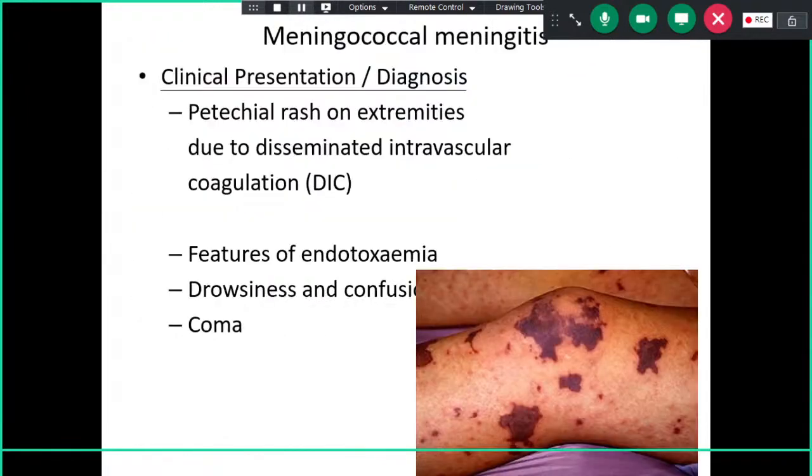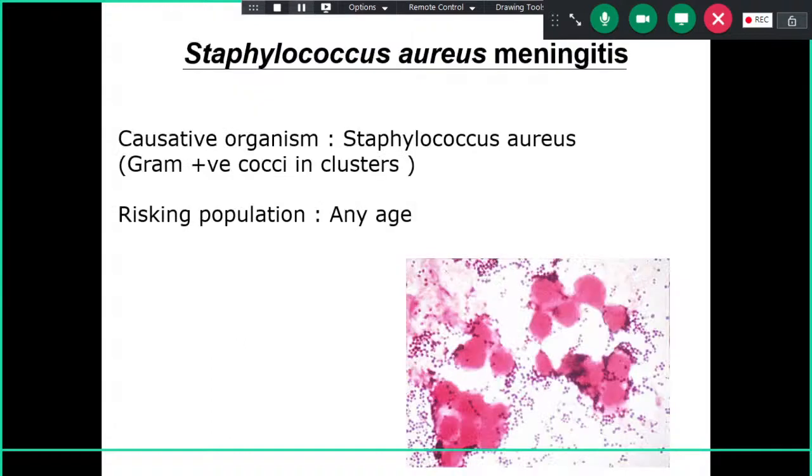Meningococcal disease has two forms. One causes meningitis. The other causes disseminated intravascular coagulation, called meningococcemia, which causes severe hematological bleeding or spots all over the body. If you take a swab from the bleeding spot and do a gram stain, you will be able to see gram-negative diplococci.